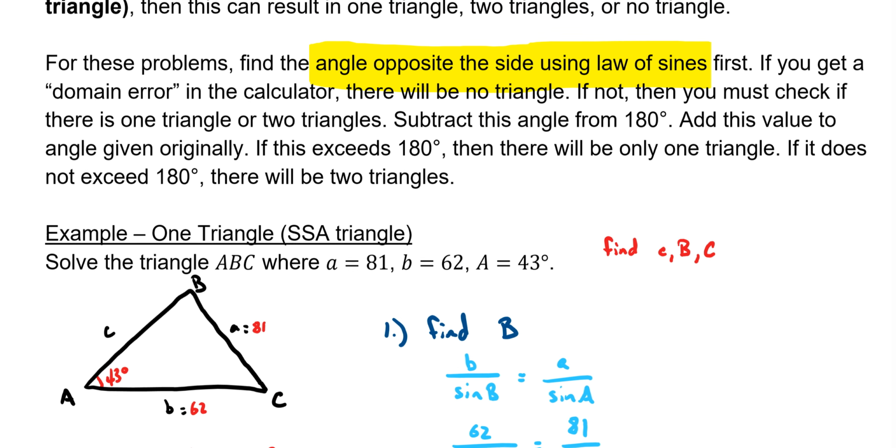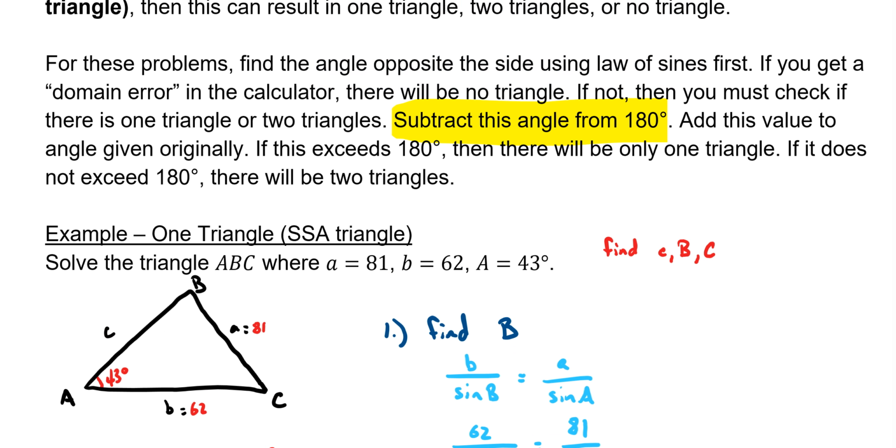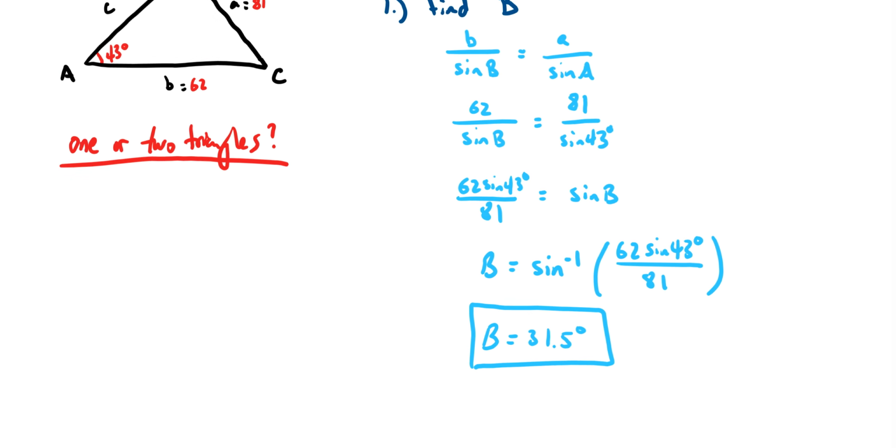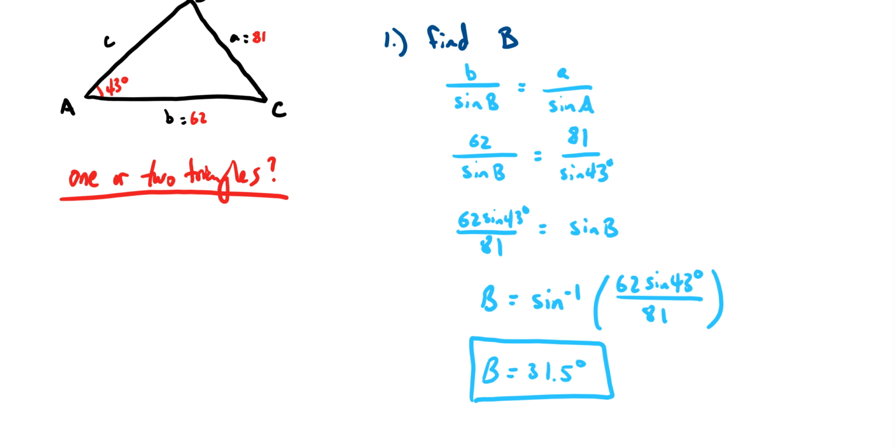So this is going to be the steps mentioned above that probably seemed kind of confusing. We're going to subtract this angle from 180 and then add that result to the initial angle. If it's greater than 180, there's one triangle. If it does not exceed 180, then there's two triangles. So we're going to take this value and subtract it from 180. So 180 minus the 31.5.